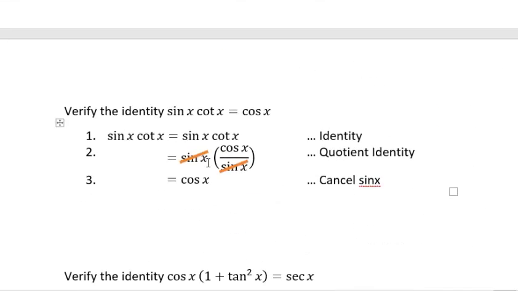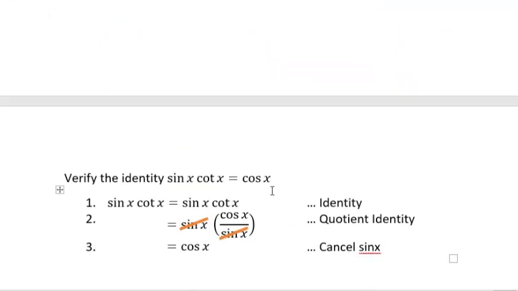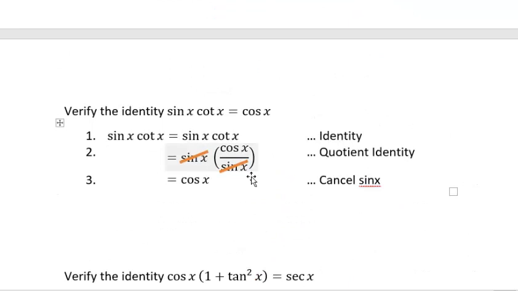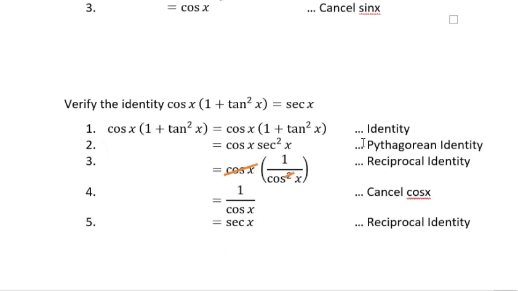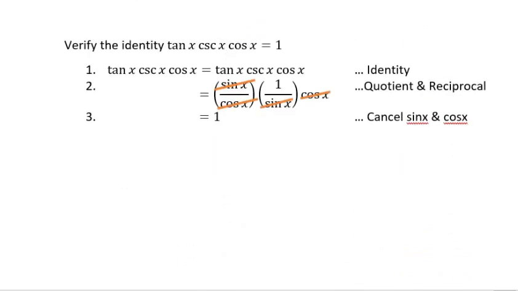Okay, that's how you verify identities. You substitute using these ones and you see what you can cancel and eliminate, or maybe get something different, so that you can step by step achieve your goal of transforming left into right. Okay, that's our goal, transforming left into right.